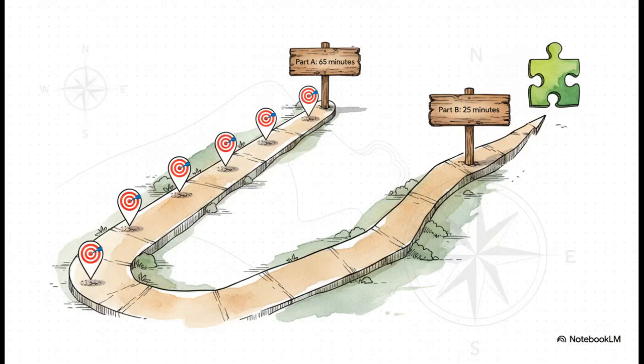This structure really demands a smart time strategy. You have about 65 minutes for the 5 questions in Part A, so that's around 13 minutes each, and these are pretty focused on specific topics. Then you have a dedicated 25 minutes just for that one big, comprehensive question in Part B.